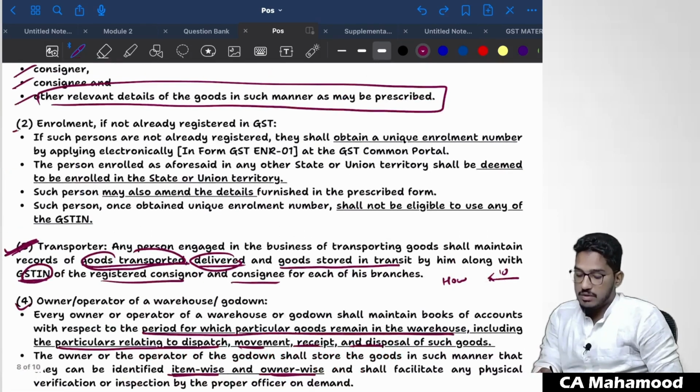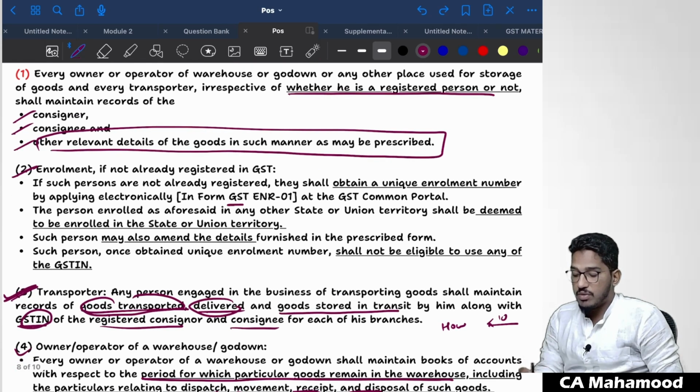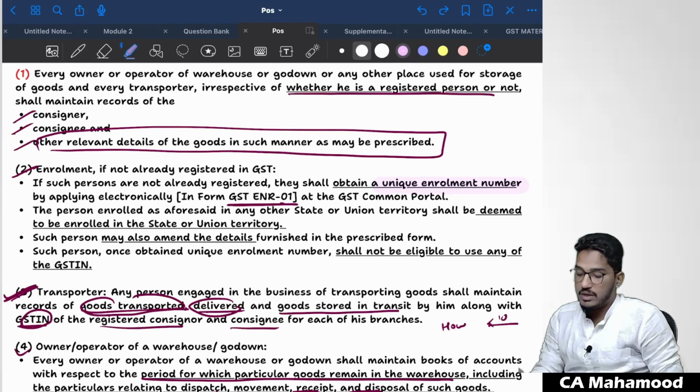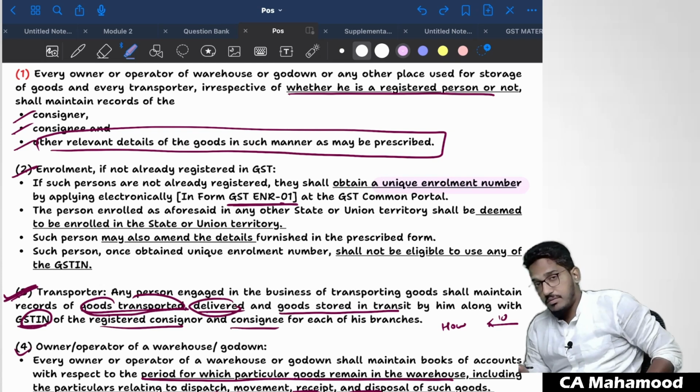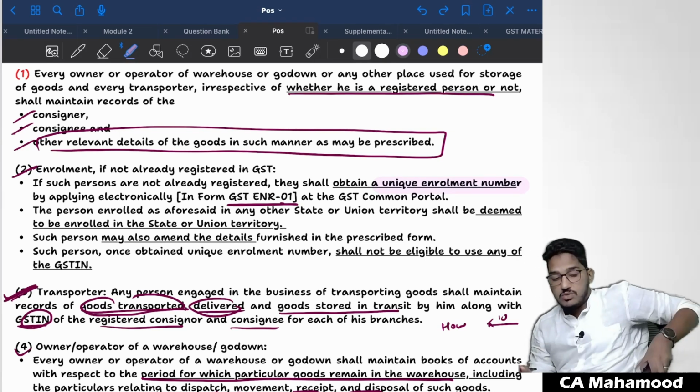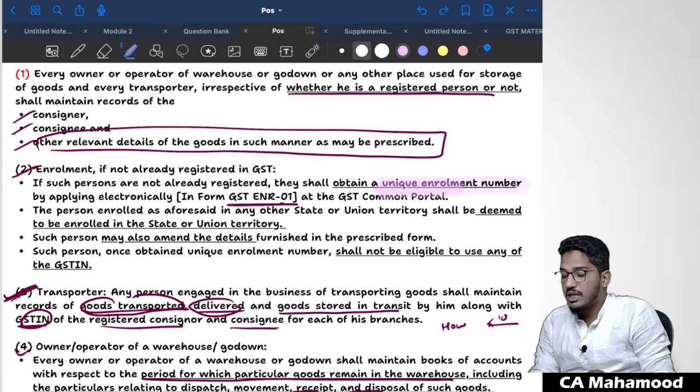And in addition to that, they say one more thing here. In case you are an owner or operator of a warehouse, or a transporter, and you are not registered under GST, then you have to submit an application in form GST ENR 01, and you will get a unique enrollment number. In case you are an owner or operator of a place of storage of goods, or a transporter, and you are not liable for registration, then you have to submit one application and get something called a unique enrollment number.